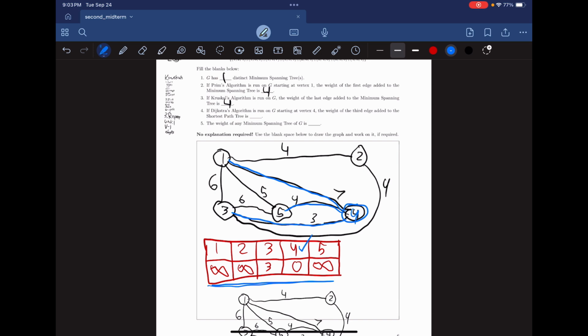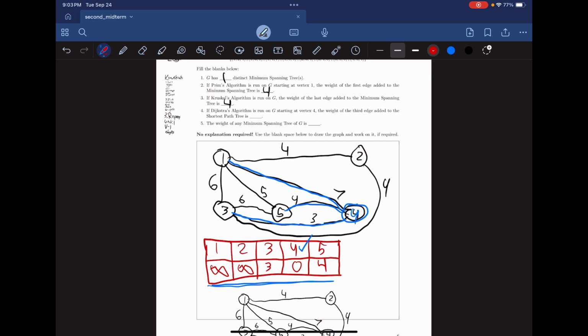Next, we have to explore the edge from 4 to 5. This edge right here. The edge from 4 to 5 has weight 4, and so we know that we can get from vertex 4 to vertex 5 with distance 4. So in other words, is 4 less than infinity? Yes, it is. And so we correct our distance for 5 to be 4.